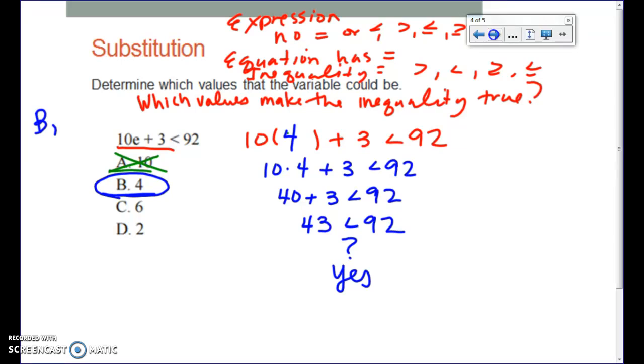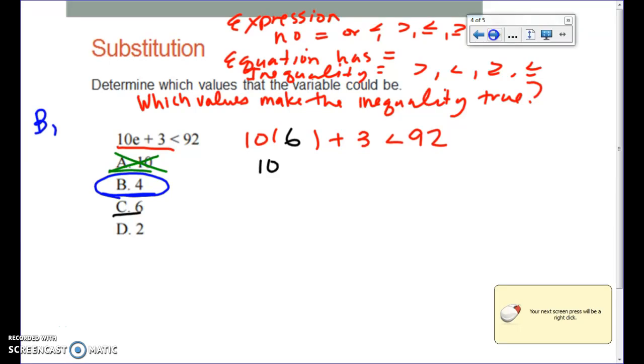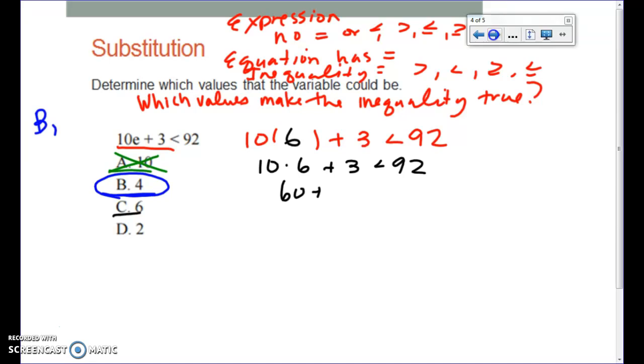Now let's check another one. I'm going to write in black this time. All right, and in black, we're going to try C, which is 6. So if E was 6, would this be a true inequality? Okay, 10 times 6 plus 3 is less than 92. 60 plus 3, is that less than 92? Is 63 less than 92? Yes, it is. 63 is less than 92, so C could also be a value of E that makes the inequality true.